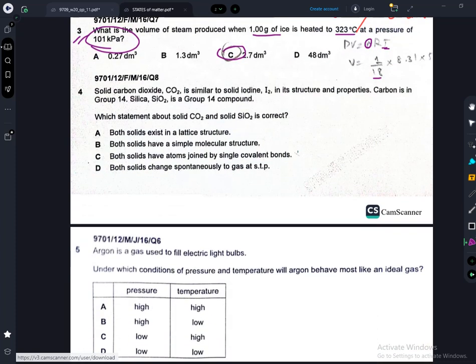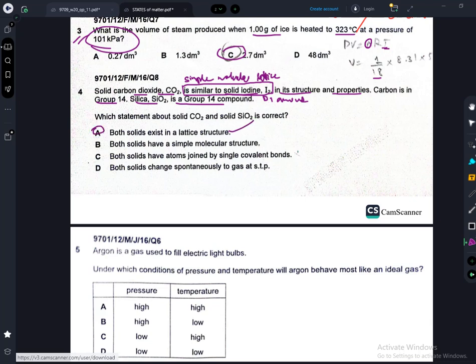For the fourth MCQ: solid carbon dioxide is similar to solid iodine in its structure and properties. Carbon is in group 14, and silica, SiO2, is a group 14 compound. Which statement about solid CO2 and solid SiO2 is correct? Solid carbon dioxide is similar in structure to solid iodine. We all know that solid iodine has a simple molecular lattice. And silicon oxide is just like diamond, and it is again a lattice structure. So A is your right answer.